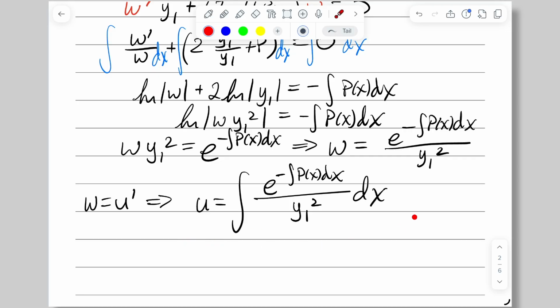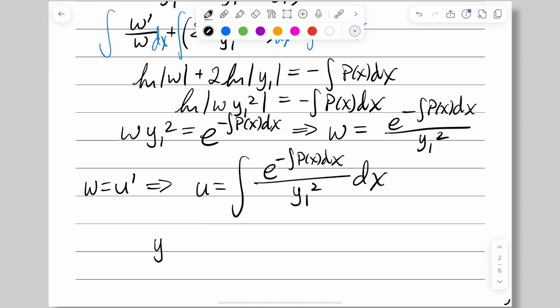Now this is a funky looking integral, right? It's an integral that contains an exponential that itself has an integral in the exponent. But when you compute this, you just do it basically following the order of operations. Inside the exponent of the exponential, you have the integral of P of x dx. Don't forget that minus sign. So we integrate P. It's now an exponent on e. We already knew what y1 was, so we have y1 squared. That whole thing is just a function of x, which we then hope we can integrate. Now that gives us u.